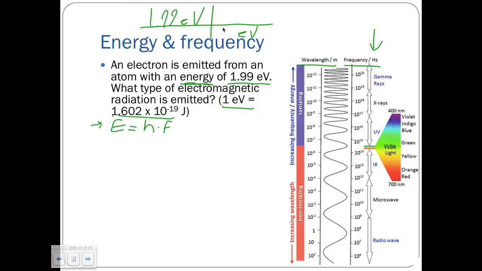So I can go ahead and say that 1 electron volt is 1.602 times 10 to the negative 19th joules. That cancels out electron volts, and we should just get joules this way. So I should be able to go ahead and do this calculation. So we say 1.99 times 1.602 times 10 to the negative 19th.